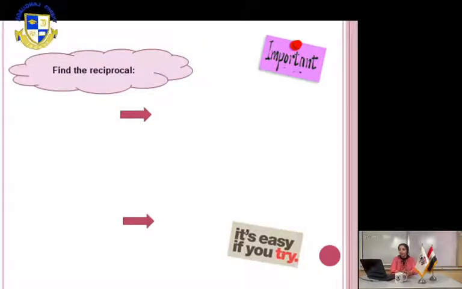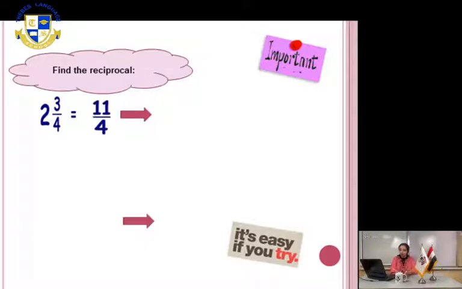Another example. Find the reciprocal. Oh, we have here a mixed number. How can we get the reciprocal of it? First, convert the mixed number into an improper fraction like that. 2 by 4 equals 8. 8 plus 3 equals 11. 11 over 4. Get the reciprocal of 11 over 4. It will be 4 over 11.